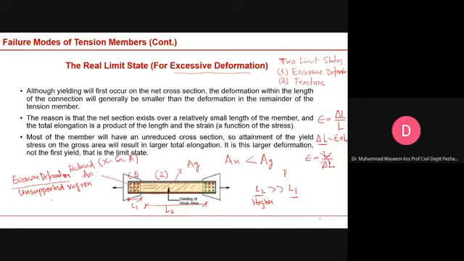Do we have to use the gross area or the net area for excessive deformation? Gross area, sir. Gross area. So whenever we are evaluating the excessive deformation limit state, we are going to use the gross area. And where will the fracture form? Where will the fracture come? Sir, at L1, sir. At L1. Okay.